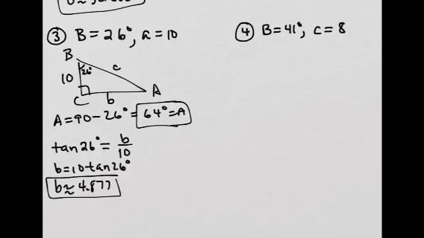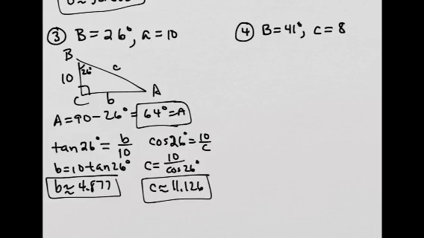To find C, adjacent and hypotenuse in relation to angle 26, I would use cosine. So cosine of 26 degrees is 10 over C. Since C is in the denominator, you can do the two algebraic steps, or just remember that you can rewrite it as C equals 10 over cosine 26. So take your calculator, and we get C approximately equal to 11.126.